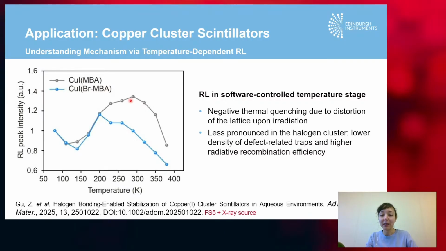So it was less pronounced in the halogen cluster, and this suggests that there are fewer traps and potentially higher efficiency of this material. It's just a quick example to highlight how these temperature studies can help you understand the photophysics of the scintillator mechanism. So then you can fine tune the composition to improve its performance. Understanding the underlying physics is going to help you make better materials.